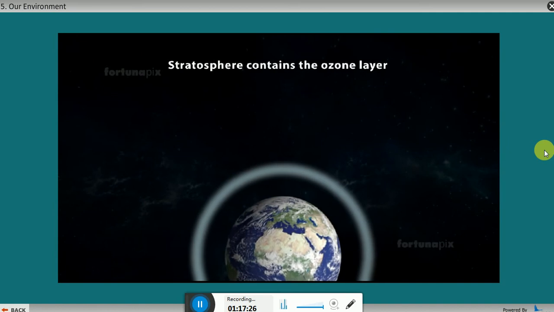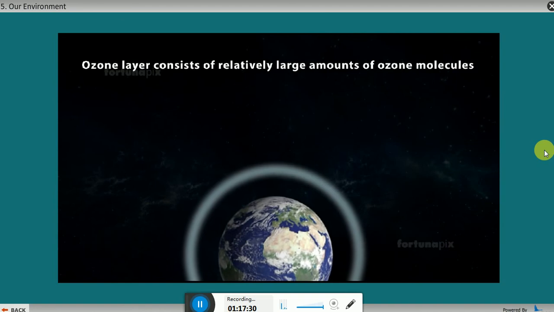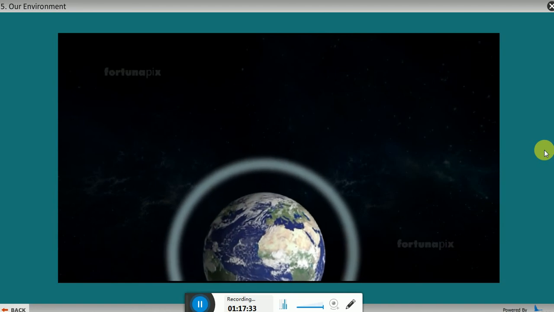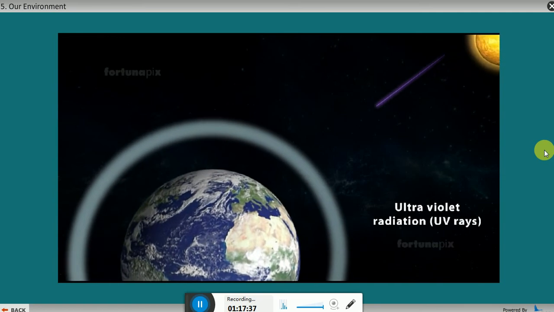The ozone layer consists of relatively large amounts of ozone molecules. This layer protects the Earth from harmful ultraviolet radiation emitted by the sun.